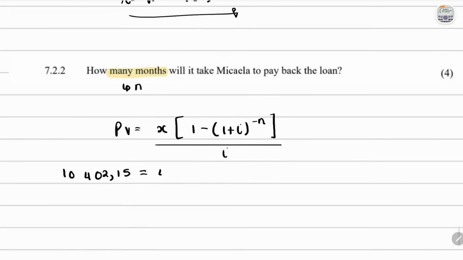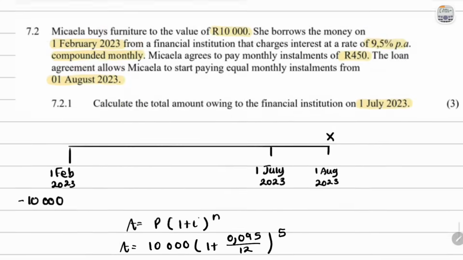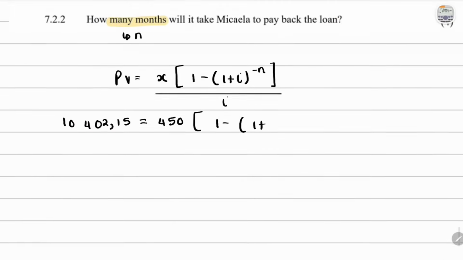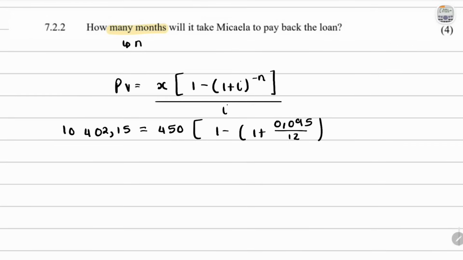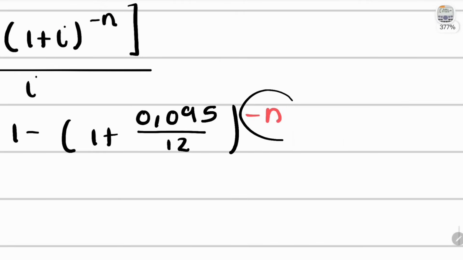So she's paying that every month, 450, and then 1 minus 1 plus. The interest is still the same, of course. It is 9.5%, so that is 0.095 over 12, and now raised to the power of. So remember that they're asking us how many months, so that's what we're trying to find out specifically. We'll say negative n. Now, I'm not going to multiply by 12, and here's the thing.